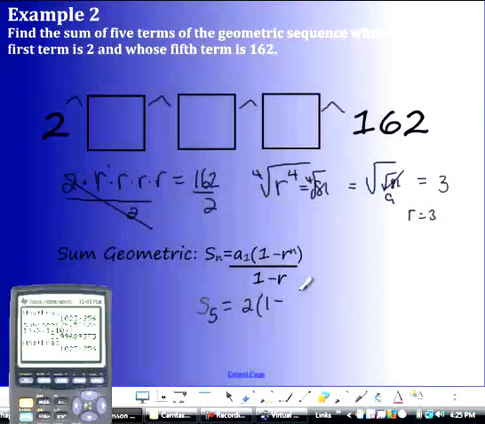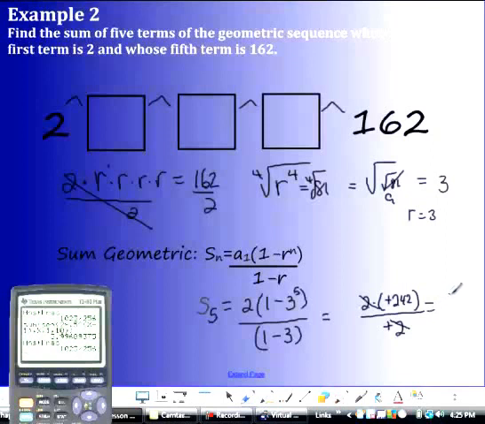Finally, I can go back to the problem down here, stick a 3 in for r, a 5 in for n, and a 1 minus 3 down here. Let's see, 3 to the 5th. Well, 3 to the 4th is 81, so it's 243, so it's 2 times 1 minus 243, so negative 242 all over negative 2. Well, negatives cancel out, so that makes that positive. 2's cancel out, so hey, the sum of the first 5 terms is 242.